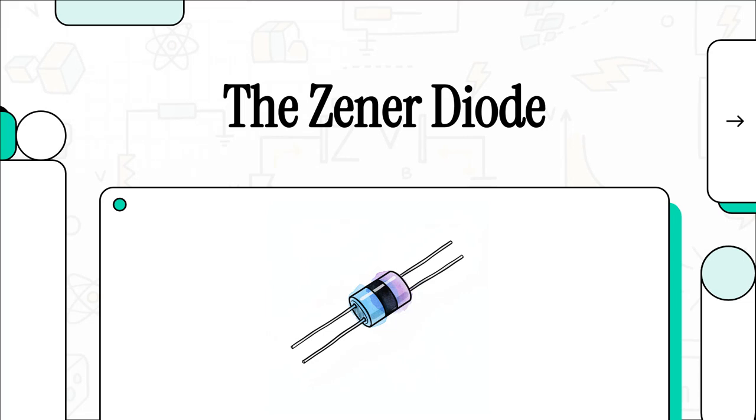Today, we're going to completely demystify a tiny component that essentially acts as an invincible shield for our modern electronics. I'm talking about the Zener diode. We're going to dive into the physics of how it actually works, why it totally defies the rules of standard components, and how it so brilliantly regulates power. Let's just jump right in.